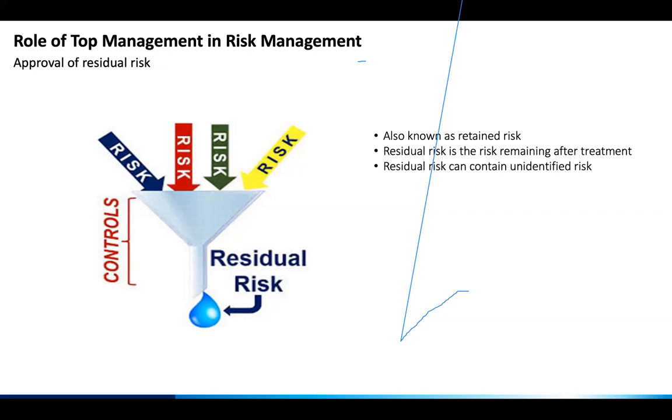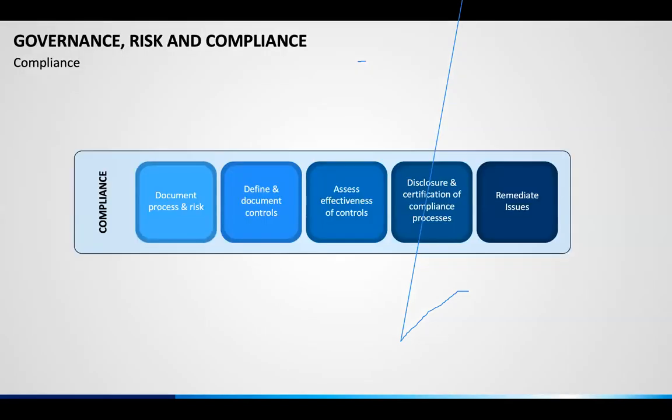Reason being, the residual risk could be something that the risk owner may overlook, thinking, okay, the residual risk, we do not need to treat it any further. But when it is presented to top management and they determine that it still poses some threats to us achieving our strategic objectives, they might come back and say, you know what, we still need to further treat the residual risk. So again, it is the role of top management to approve the residual risks that we decide not to treat. Okay. And then lastly, we have compliance.